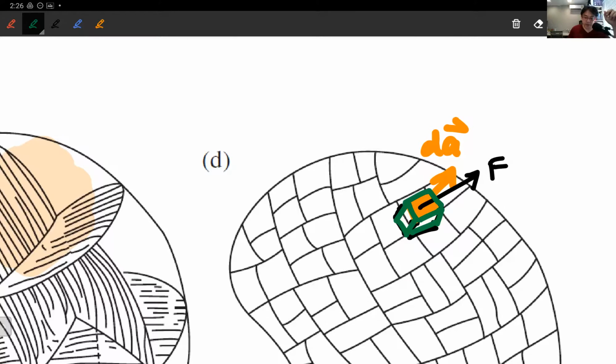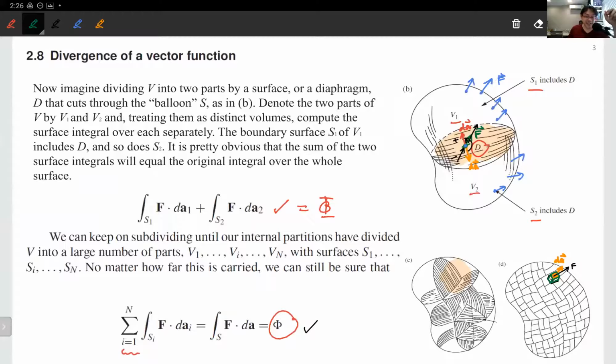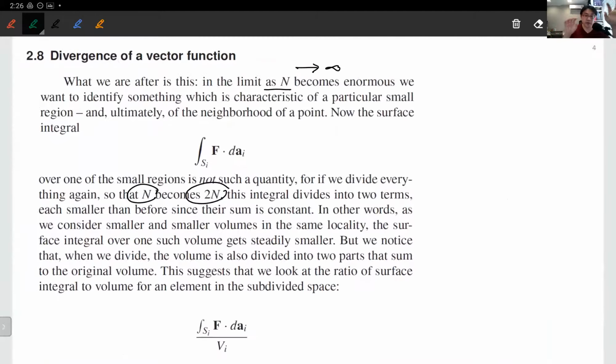So there was a reason why we tried to do that cutting, because it seems like there is some relationship between those surface integrals and the volume that accompanies that cut, and that is what we are interested in. So in each particular subdivided region of your balloon, we are now interested in the surface integral over volume.